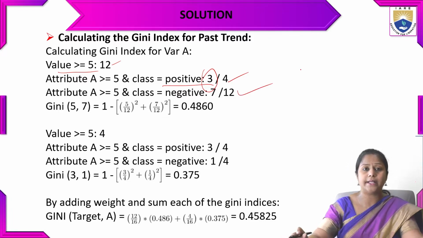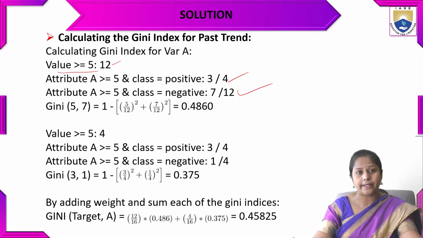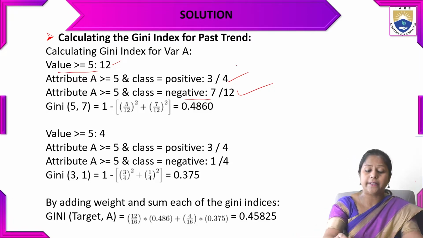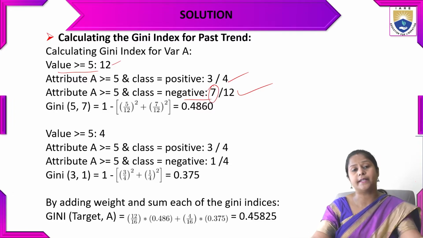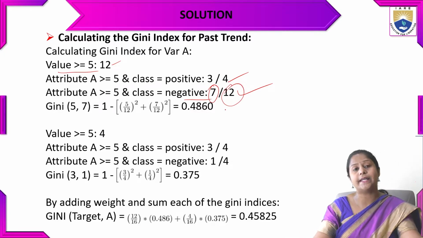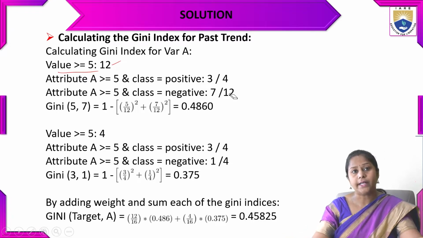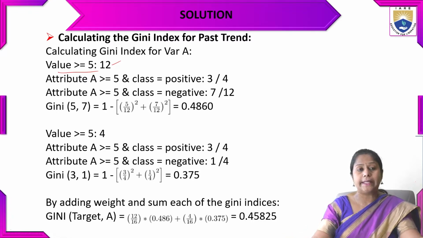Again we have to take it for the negative class. For the negative class, the attribute is the same, A greater than or equal to 5, and the class is negative, and there are 7 instances, and the total negative instances are 12. So that will be 7 by 12, right? Now we have to check the Gini index for that.